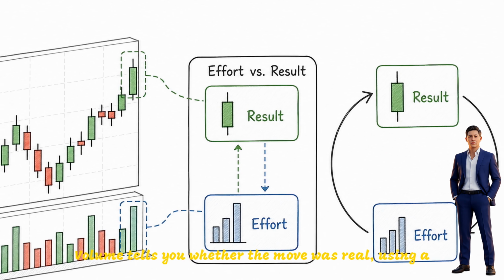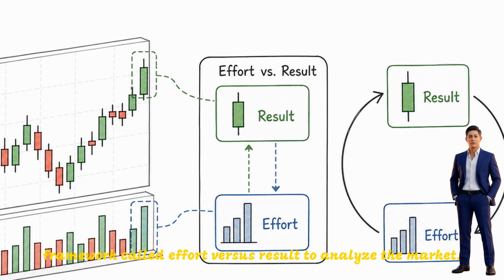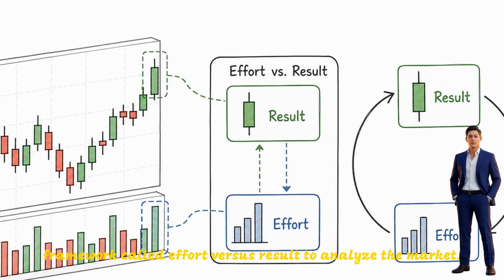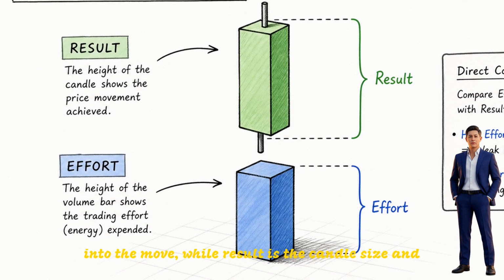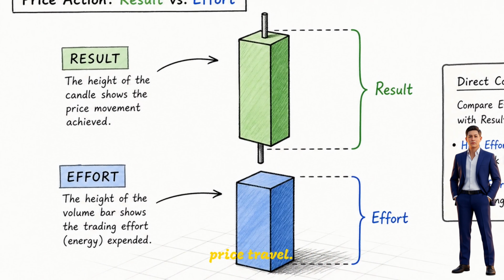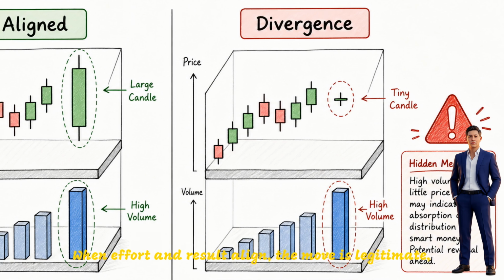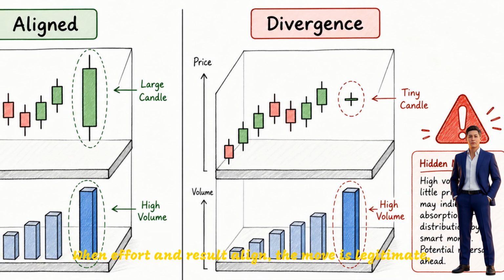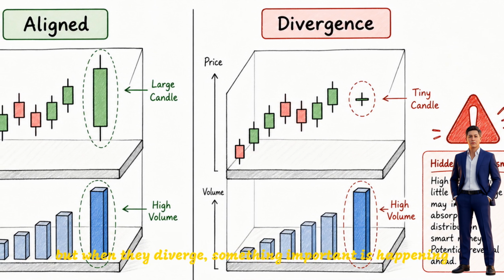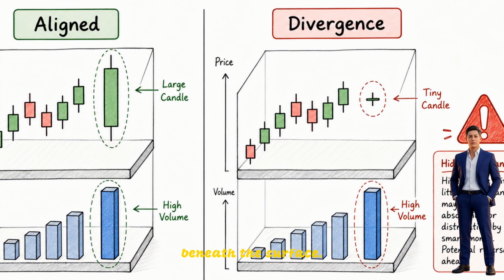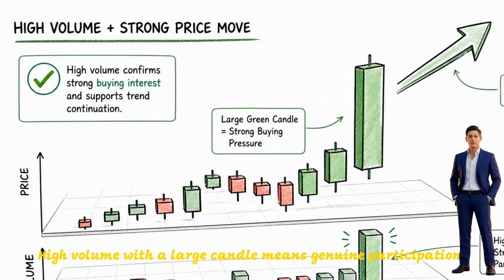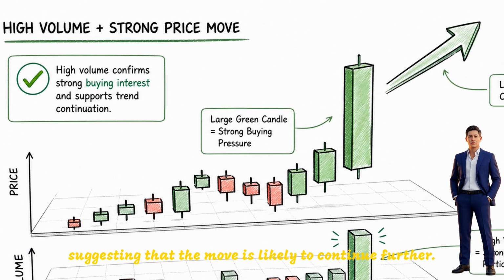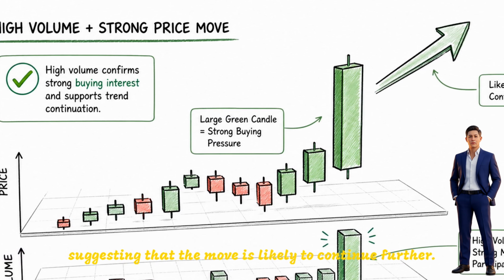Volume tells you whether the move was real, using a framework called effort versus result to analyze the market. Effort is volume, representing how much energy went into the move, while result is the candle size and price travel. When effort and result align, the move is legitimate, but when they diverge, something important is happening beneath the surface. High volume with a large candle means genuine participation, suggesting that the move is likely to continue further.